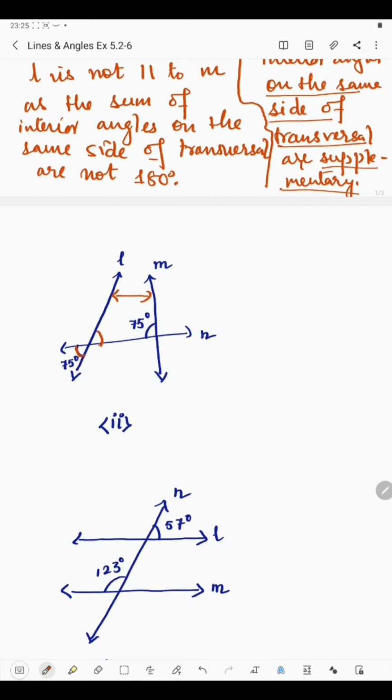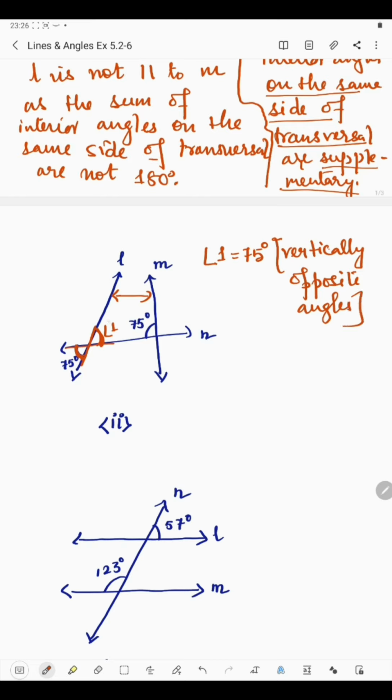If we consider this angle, say angle 1, then this and this angle are vertically opposite angles, as these two are intersecting lines. So this angle and this angle will be equal, right? So we have got angle 1 is equal to 75 degrees, as these are vertically opposite angles. Okay, now we have got this angle 75 degrees.